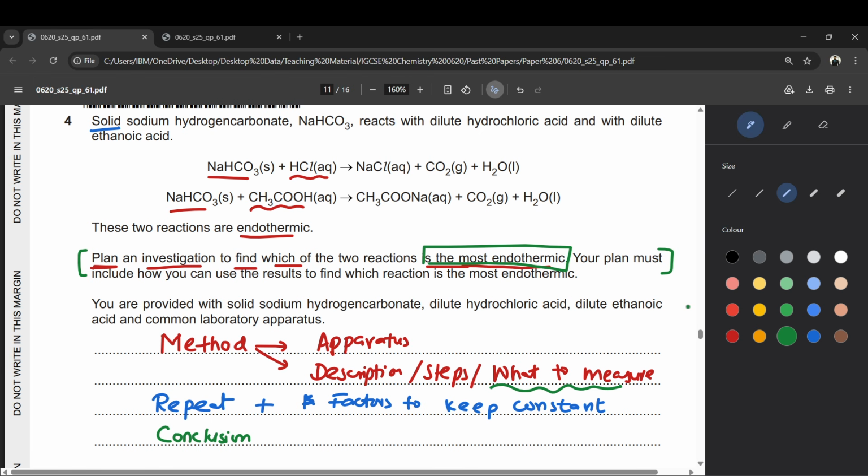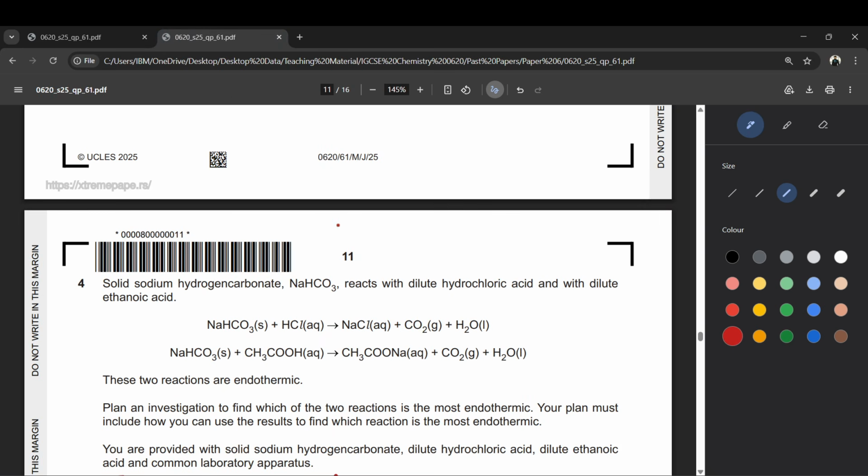Now, let's briefly talk about the method first. In the method, you're not supposed to write the list of apparatus first and then go with the description. No, you don't have to do that. While you are explaining the steps in sequence, that this is my step number one, first I have to do this, first we have to measure the mass and so on, during the description you must mention what apparatus you're going to use in order to measure that particular mass or volume and so on. Okay, so now let me show you how you can write a good answer for this type of question.